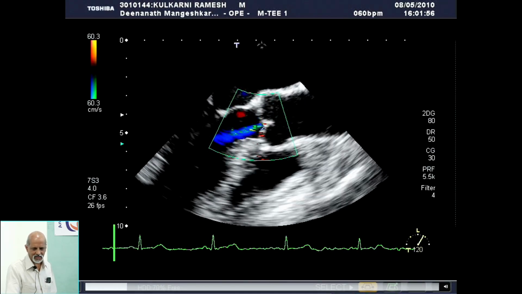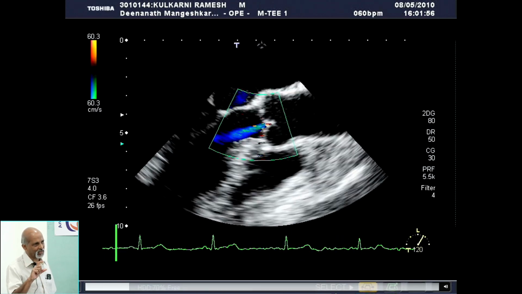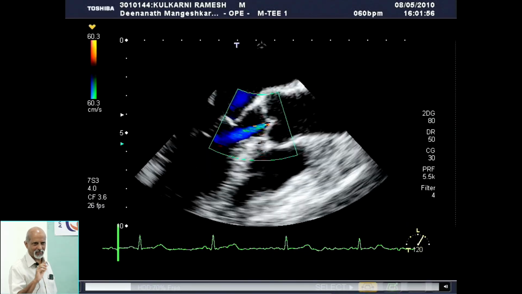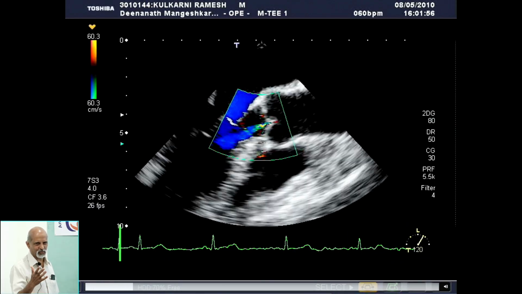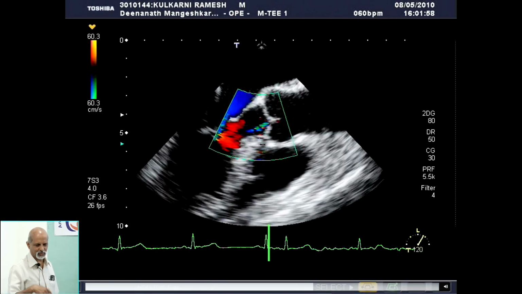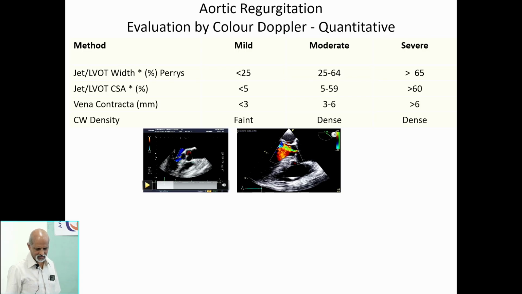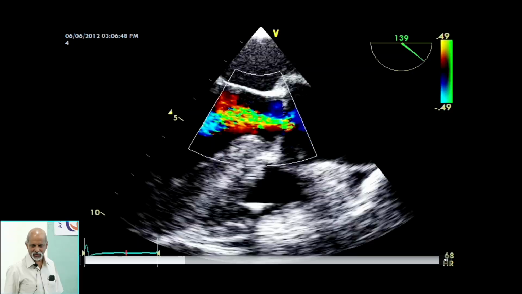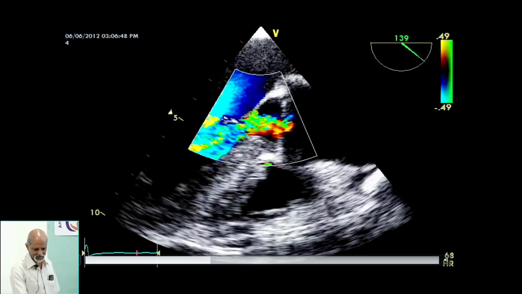So that's the AR jet. If you want to do the Penny's index, you have to calculate the LVOT diameter, freeze the image, and measure the LVOT diameter and the jet diameter. Or just put an M mode rather than doing it. Everything comes together in that, so there must be some measurement down there. This is slightly bigger, more than 25, less than 64 probably.